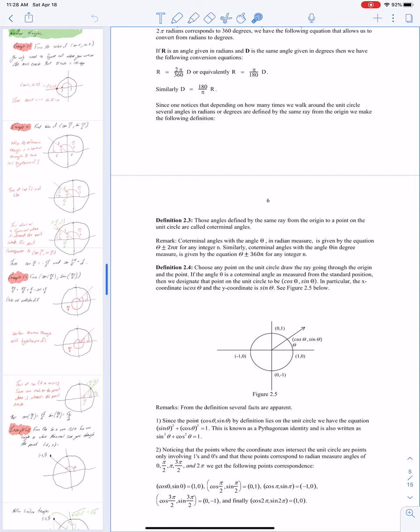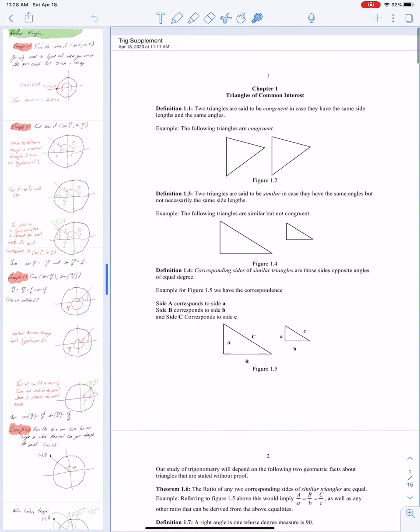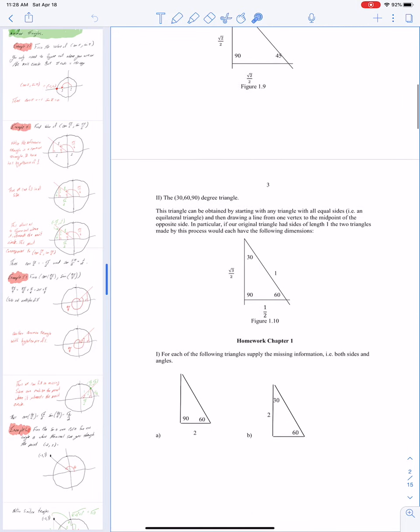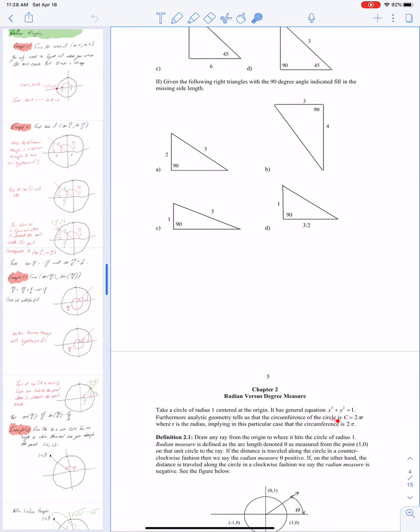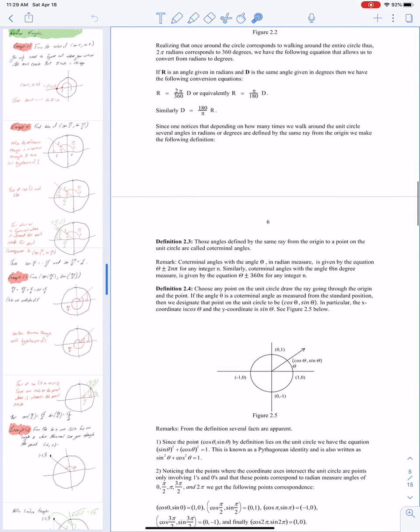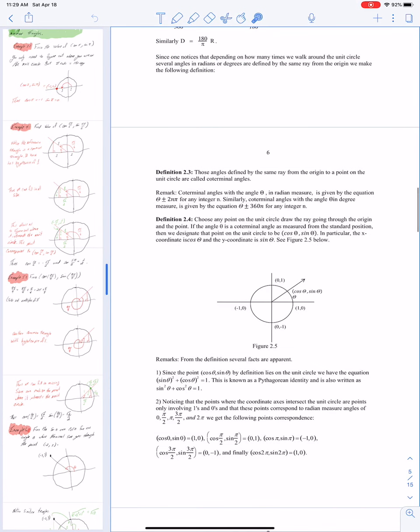Well, if it's on the unit circle, then it satisfies the equation of a unit circle. And recall the equation of a unit circle, way back at the beginning of the chapter, was x squared plus y squared equals 1. So now if I realize that x is cosine theta and y is sine theta, I get sine squared plus cosine squared is 1. And that is our first Pythagorean identity.